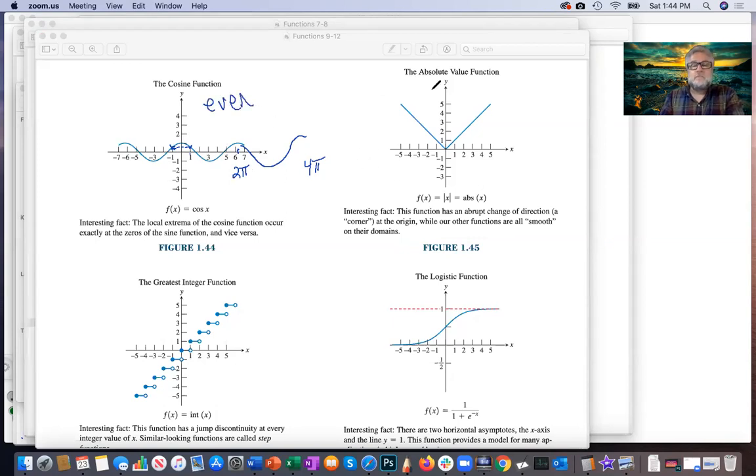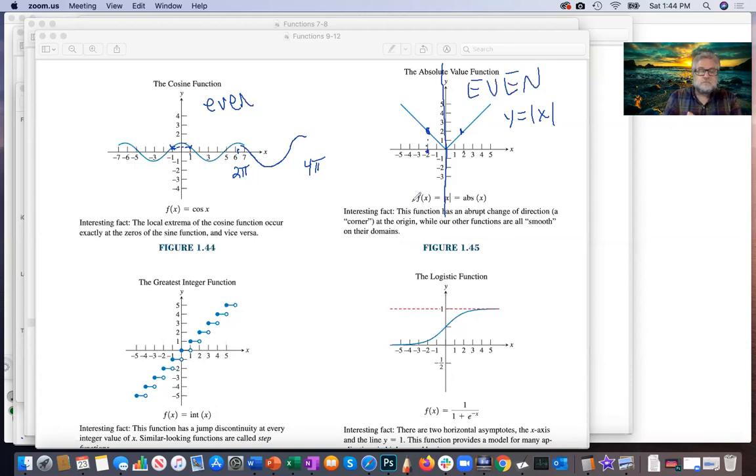Okay? Absolute value. If I put y equals absolute value x, if I put 2 in here, I'm just going to get 2 because there's no negative. If I put negative 2, it's going to give me positive 2. This is an even function. You can see the line of symmetry, and if you fold it, it's going to line up. Even.